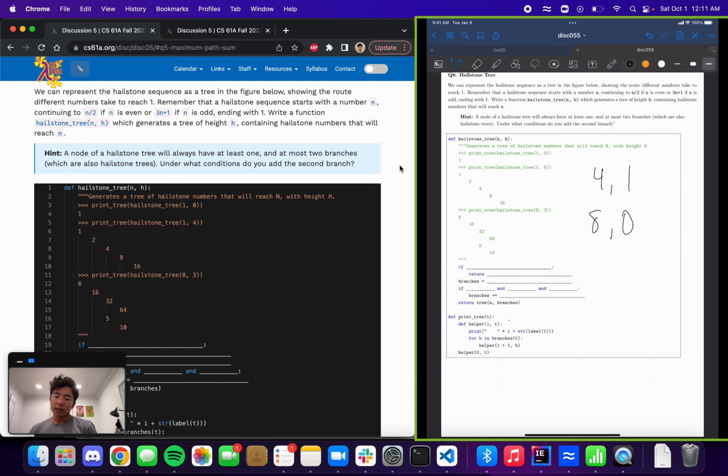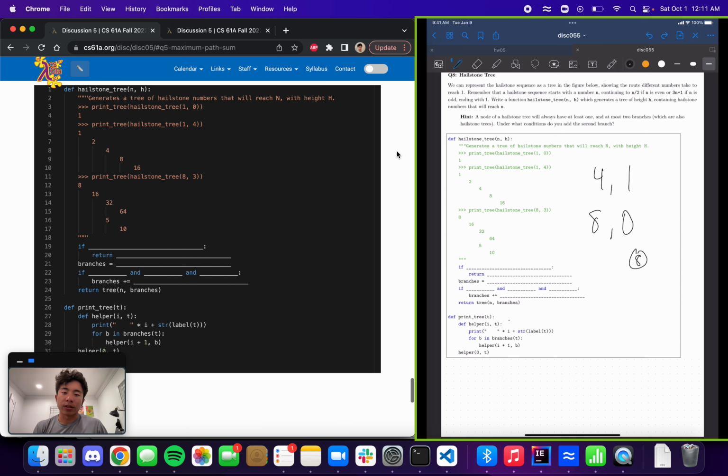And so what's going to happen here is that we're asking for a height 0 tree starting at 8. So you might imagine that 8 is branching out into some stuff. That's our hailstone tree. But since we're asking for height 0, we don't want to have any more branches because that would be height 1, and we don't really want that. And so what we can do with our base case is that we can just return that tree as a label, like a leaf. So in this case, if the height that we want is 0, then we're just going to return a tree with just that value as a leaf.